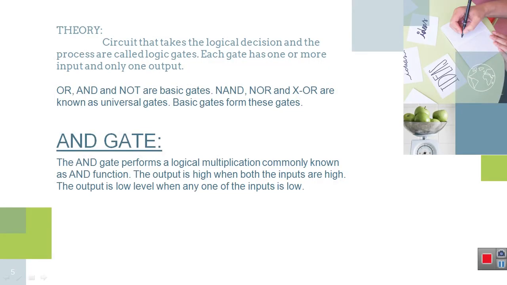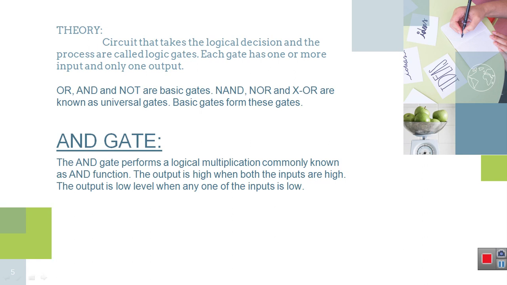Now let's know about logic gates. What are logic gates? Circuits that take logical decisions and process them are called logic gates. Each gate has one or more inputs and only one output. OR, AND and NOT are basic gates. NAND, NOR and XOR are known as universal gates. Basic gates form these gates.